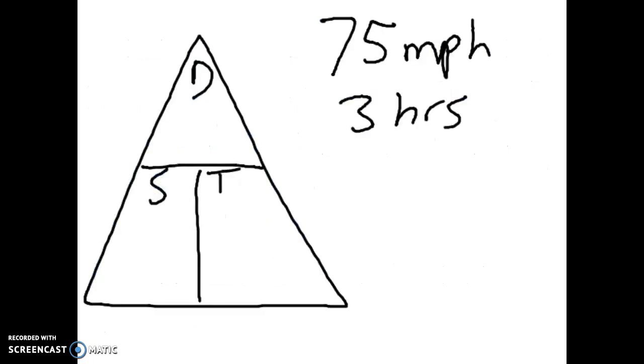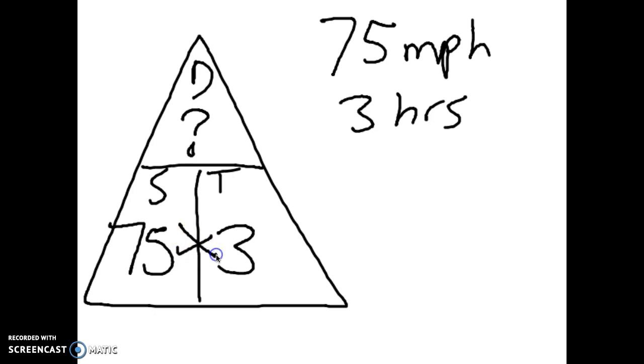What do I not know this time? It says, how far had she driven? Is how far distance, speed, or time? So this time I don't know distance. But I know 75 miles an hour is speed, and I know that 3 is time. What's different this time? We're missing distance. That's right, but where are they in relation to the numbers? They're beside each other. They're not over top of each other, so it is not a division problem. This time, you multiply. When they are beside each other, you multiply.